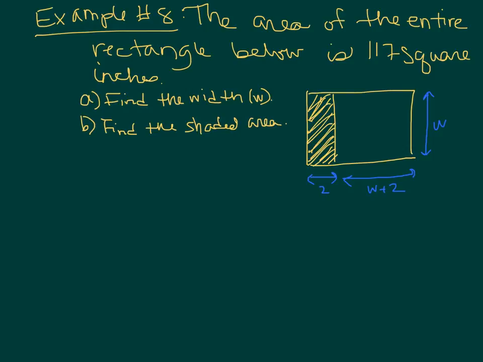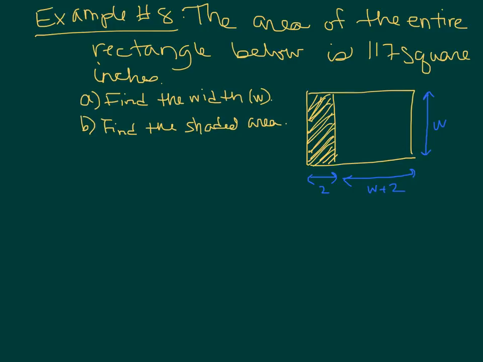Alright, so here we have a rectangle, and I'm telling you the entire big rectangle below has an area of 117 square inches, and we're going to try to find the width and find the shaded area. So if you're feeling like you're really good at this stuff, go ahead and try it on your own. If not, I will go through it. So in order to find the width, we unfortunately need to solve an equation.